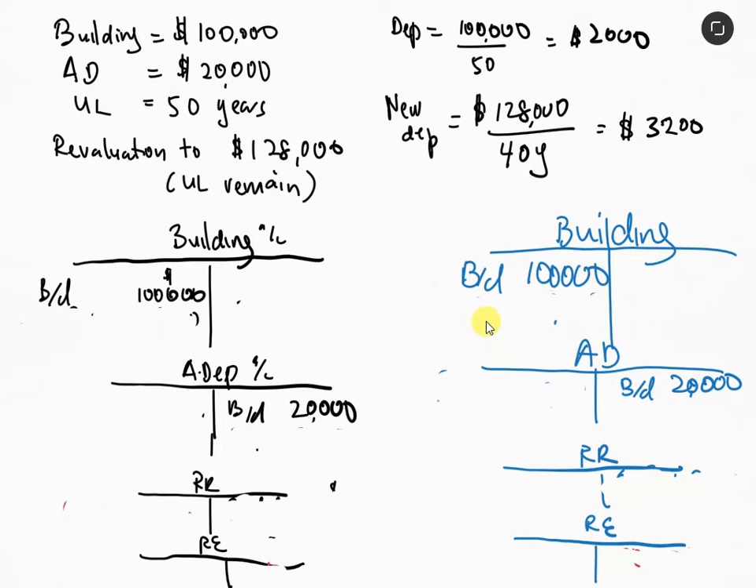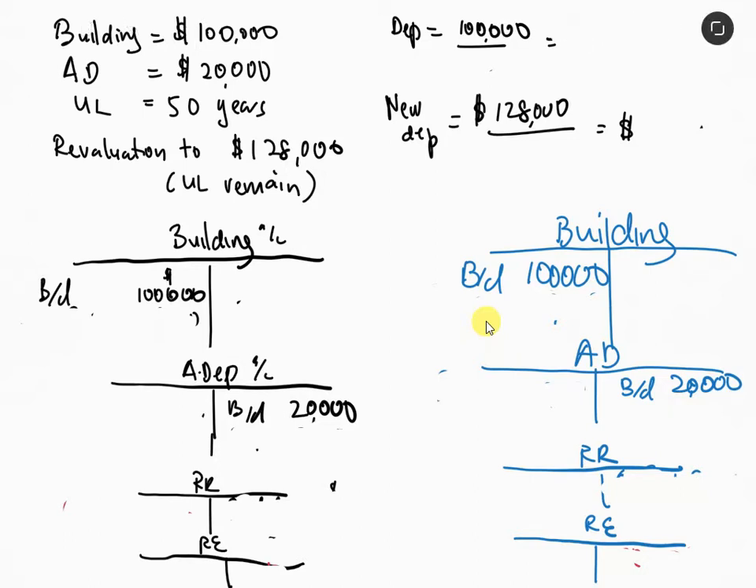Revaluation, my example is always building, because building value will go up, then only we revalue. And it involves depreciation. Just now, question 1 and 2 also revaluation, however, is land. Land we don't depreciate, easy. Okay? Building 100,000, accumulated depreciation 20. So, useful life 50 years. And this year, I would like to revalue the building to 128.